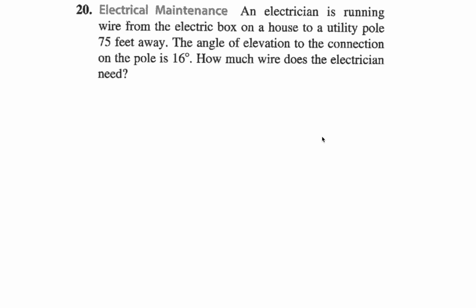So now we're going to do some example problems from section 4.8. The key thing to remember when you're doing this is pictures, pictures, pictures. So looking at this, an electrician is running a wire from your electric box in a house to a utility pole 75 feet away. When it says 75 feet away, we can assume that's a horizontal distance. The angle of elevation of the connection on the pole is 16 degrees.